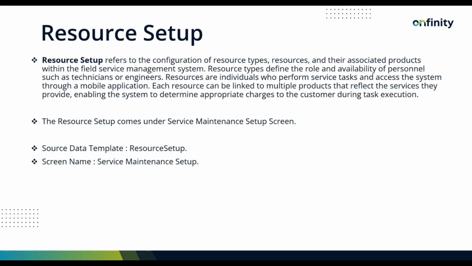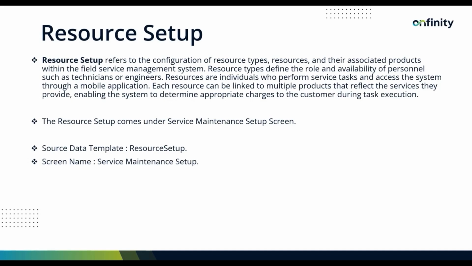Let's understand the resource setup. This is where you configure resource types, resources, and their associated products within the field service management system. Resource types define the roles and availability of people, such as technicians or engineers. The resources are the individuals who perform service tasks and use the system through a mobile application. Each resource can be linked to multiple products that reflect the services they provide, and this allows the system to determine the correct charges for the customer during a task.